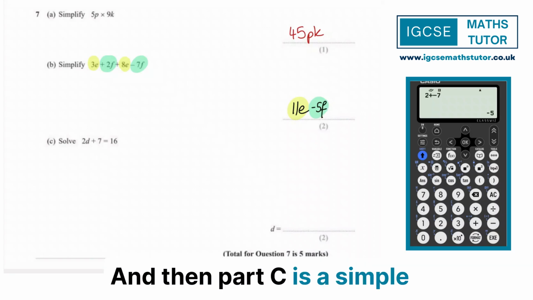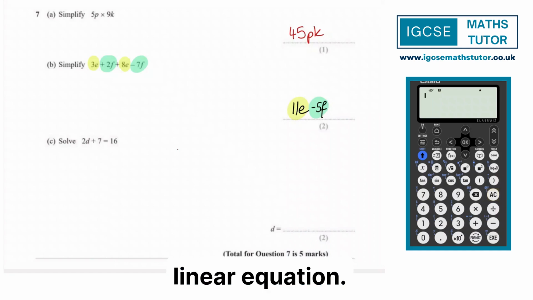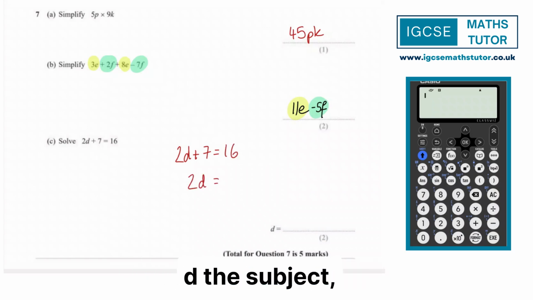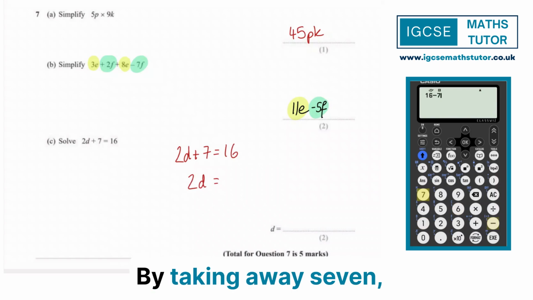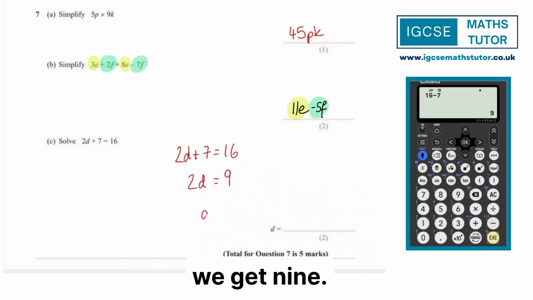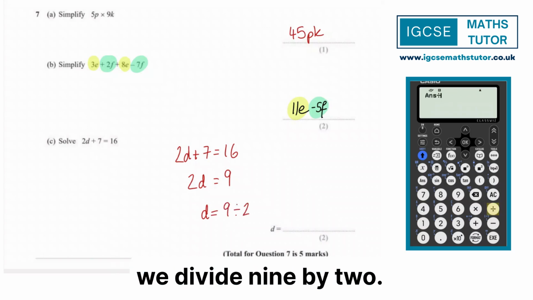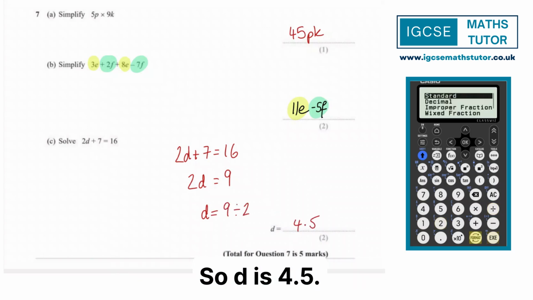And then part C is a simple linear equation. 2D plus 7 equals 16. We're trying to make D the subject, so we've got to get rid of the plus 7 by taking away 7. We get 9. And then to find what D is, we divide 9 by 2. So D is 4.5.